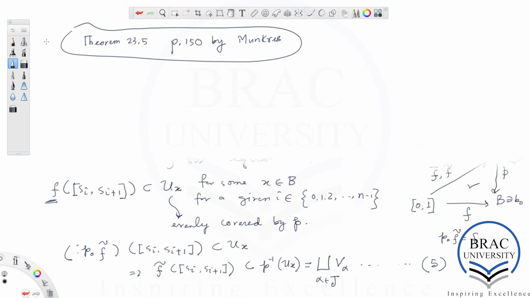So you see that this is connected for every i here, and F tilde is supposed to be continuous. So F tilde of this connected set, the image, is also connected, right? Which means that according to this result of point-set topology, F tilde of [s_i, s_{i+1}] is connected.